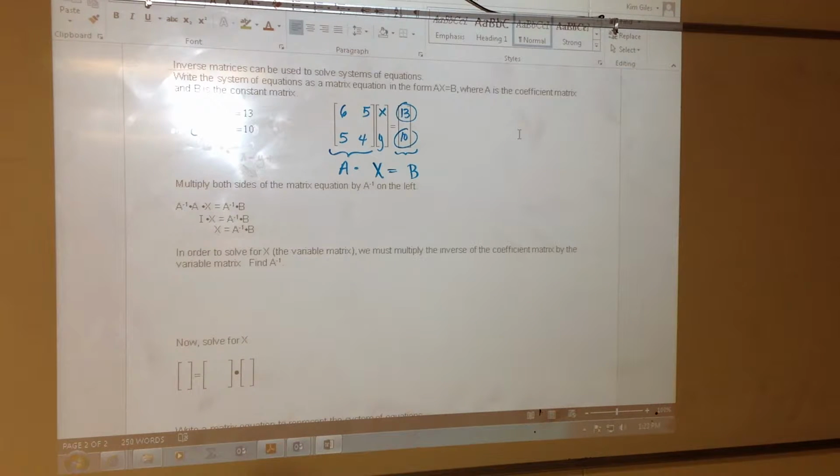Nick, if you want to come get a copy of this. Okay, yeah, that's fine. And here's a copy of the notes if you're going to look at those with us. We're on the back side.